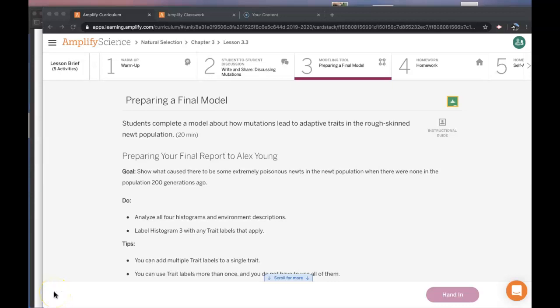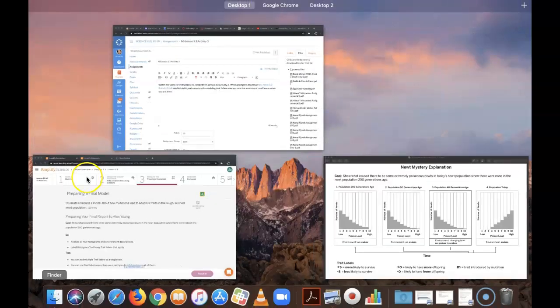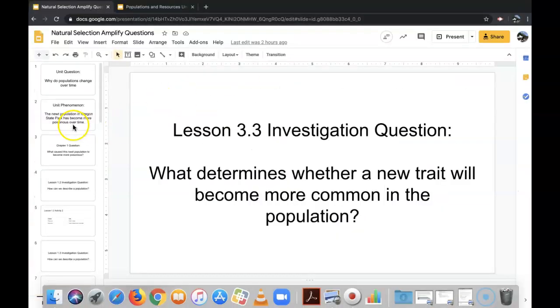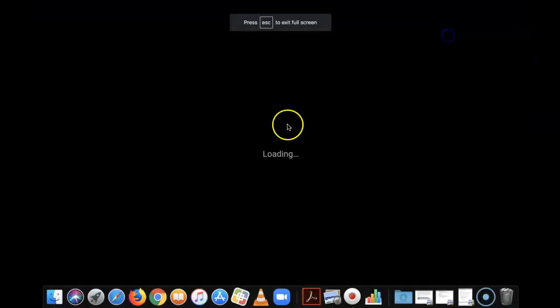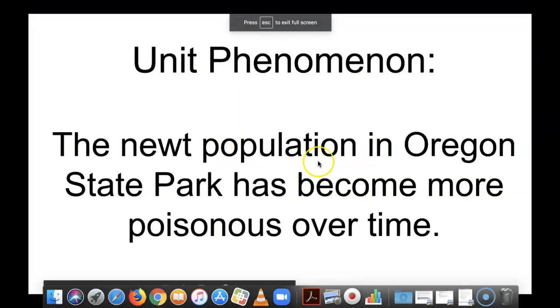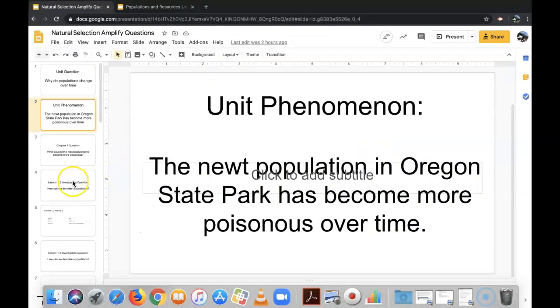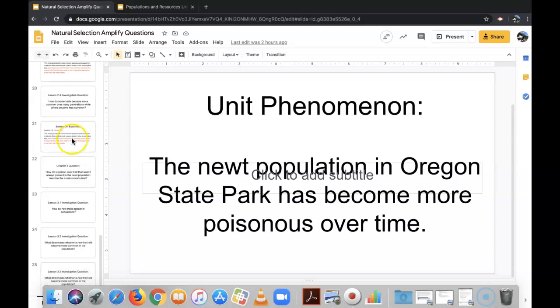This is Natural Selection Lesson 3.3, Activity 3. At this point, you've learned everything that you need to know in order to explain why the rough-skinned newts became so poisonous. Remember, that is our phenomenon for the unit. We were trying to figure out why the newt population in Oregon State Park has become more poisonous over time. You've basically learned everything you need to know up to this point to explain that.